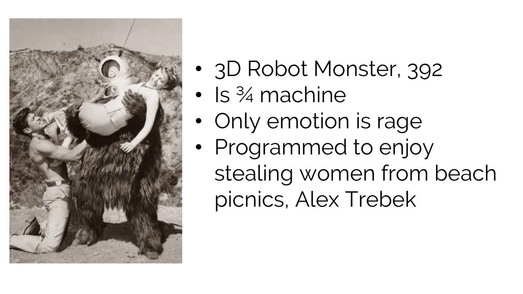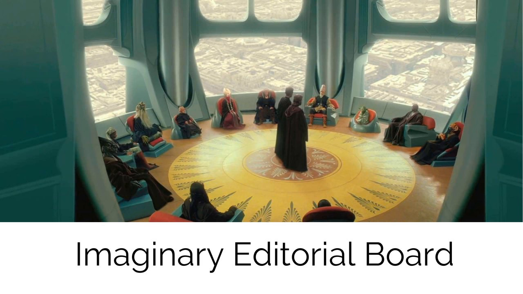Here's a not-so-typical one. This is 3D monster robot. He's 392 years old. He's three-quarters machine, and his only emotion is rage. Though he has been programmed to enjoy stealing women from picnics on the beach, and strangely enough, he enjoys Alex Trebek as well. Okay, so that's, again, I like to joke. I'm so silly.